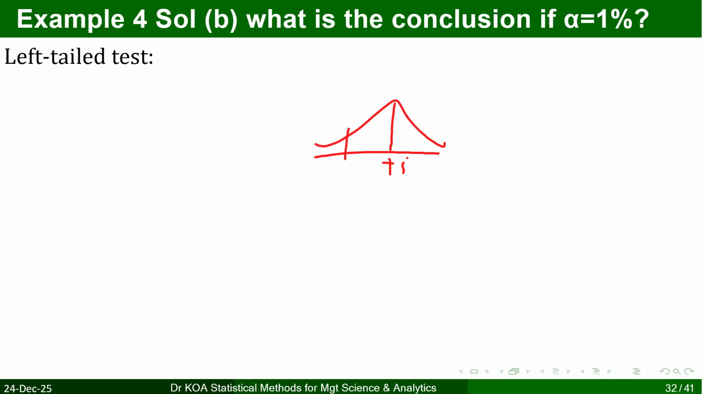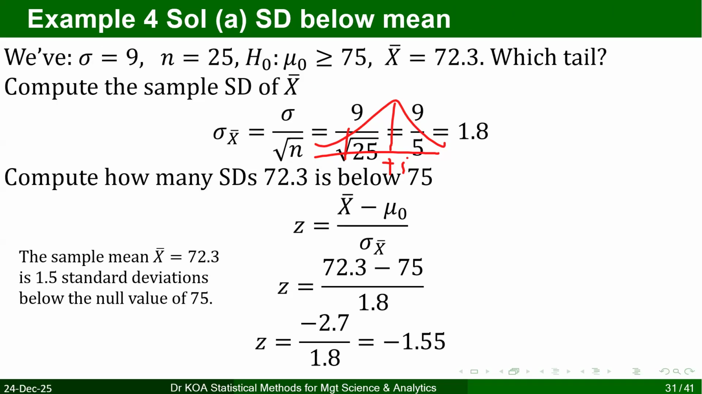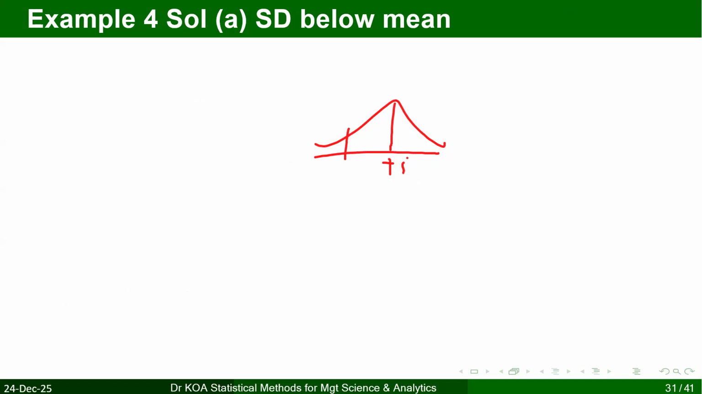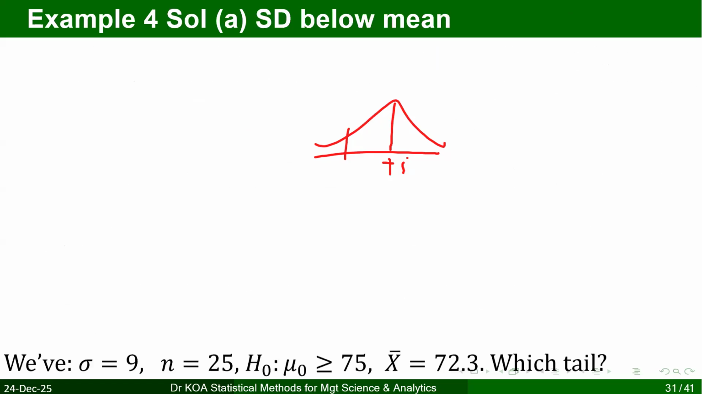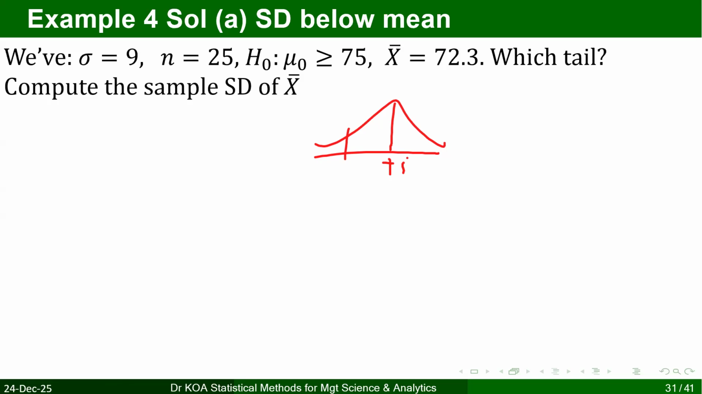All right. Now, let's go back to the next part of the question. It says that if x is 72, what is the conclusion? So I simply find now that we know the z-value, find the alpha. What is the conclusion using alpha of 1%? So what will be your conclusion? So we have the null and alternative hypothesis.